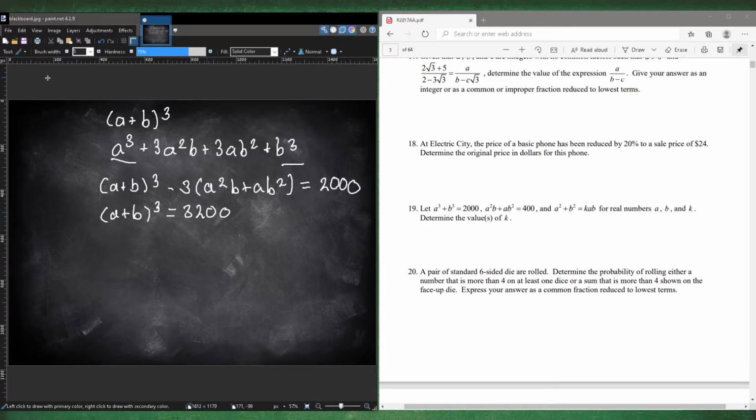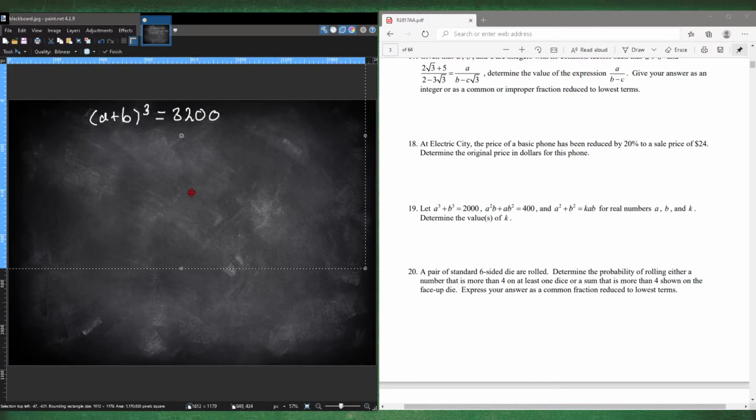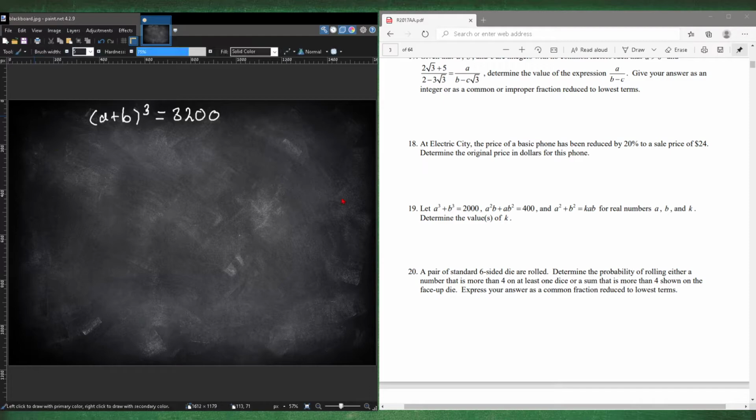Okay, so we got this number. So what are we supposed to do with this? Well, if we look at our second one, which is a squared b plus ab squared, we notice that we can factor out a and b. So a and b factor out, and that will leave us a plus b inside, which equals our 400.